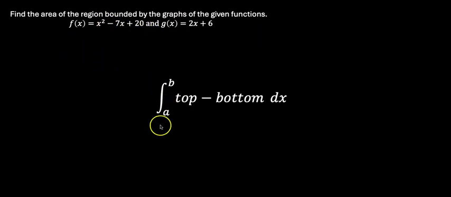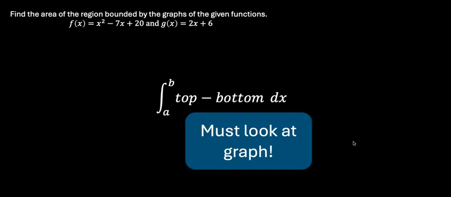The only way to know what the top function is and the bottom function is to look at the graph of these two functions. So the only way you can solve one of these problems is by looking at the graph. Don't attempt the problem without first graphing it. We can use the graphing calculator to help us graph it.